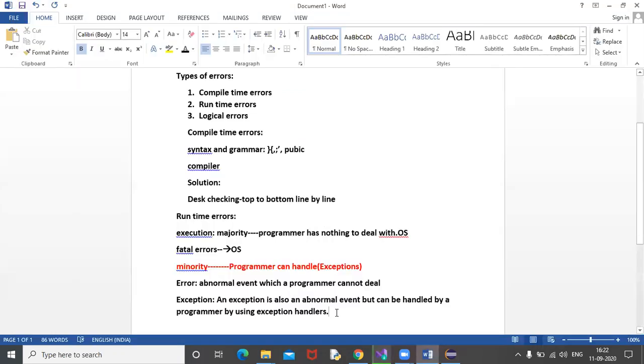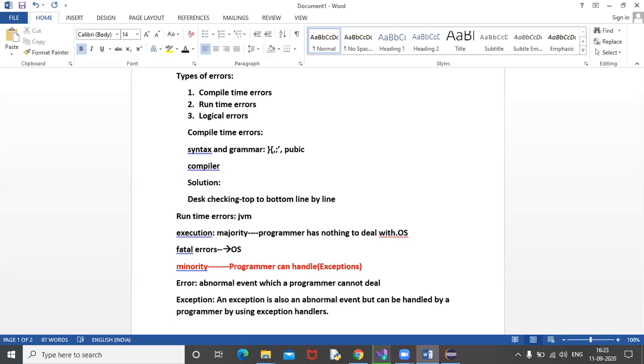So an exception is also an abnormal event, but can be handled by a programmer by using exception handlers. Before going into those exception handlers, that is another road I am talking about. But let us not go to that. Let us complete the remaining things as well. And one more important thing: runtime errors. Who is going to recognize runtime errors during execution of the program? Who is going to execute your program?